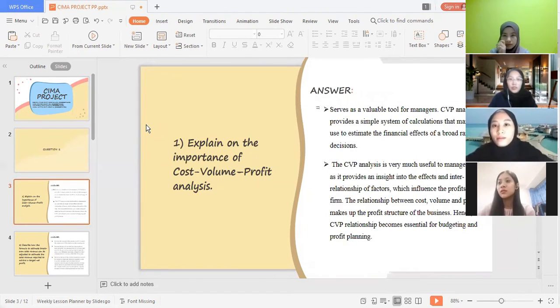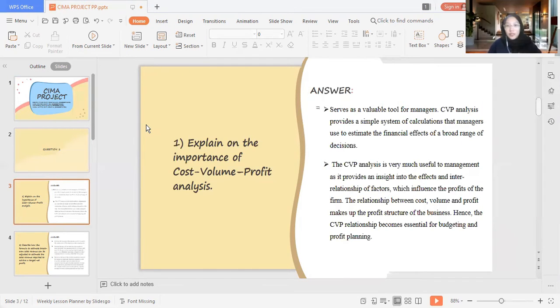on the importance of cost volume profit analysis. Based on our discussion earlier, we found out that the answer for this question is, first, CVP analysis serves as a valuable tool for managers. CVP analysis provides a simple system of calculations the managers use to estimate the financial effects of a broad range of decisions. And another one is that CVP analysis is very much useful to management as it provides an insight to the effects and interrelationship of factors which influence the profits of the firm.